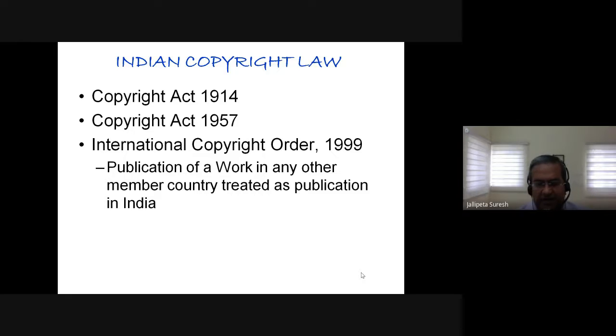Why is it so? Normally, when I publish a work in India, the publication is deemed to be within the territorial geography of India. But this publication could not be extended to another country, say the US, where I say my work, which is an original work, was published in India as well as in the other country, to make it enforceable. So under this international copyright order, publication of a work in any other member country of the Berne Convention could be treated as publication in India, right?